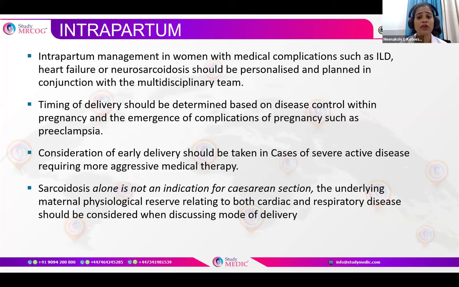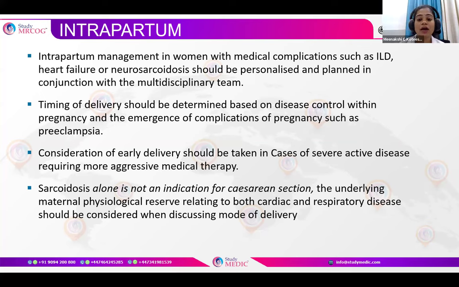So intrapartum, how are we going to go about it? Whenever sarcoidosis is found, we do not directly go for a cesarean section unless there is some other obstetric indication. So when are we going to deliver? There is no standard time, because we don't know what kind of complications they might develop in the pregnancy. Suppose they get preeclampsia, we might have to go for an early delivery, right? It mainly depends upon the coexisting factors present during the pregnancy. That's when the delivery time would be discussed, okay?